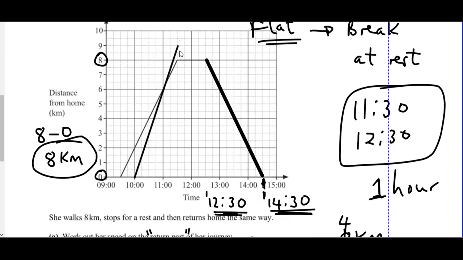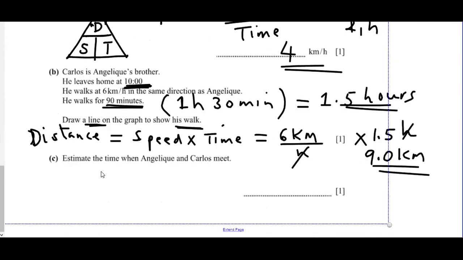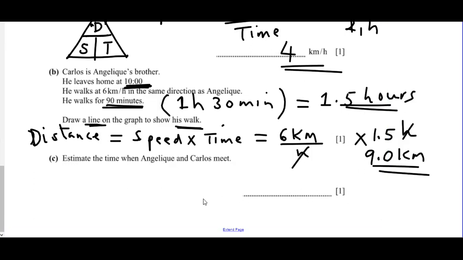How did I get 9 kilometers? I have got 9 kilometers by using the formula, which says distance equals speed times time. The speed given is 6 kilometers per hour, and the time was given in minutes. So you have to change 90 minutes into hours, which would be 1.5 hours. Okay, I hope that is clear.